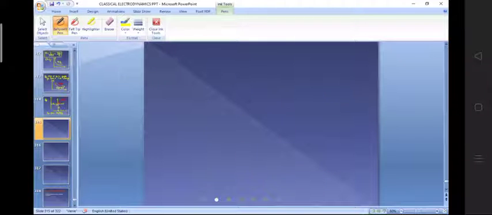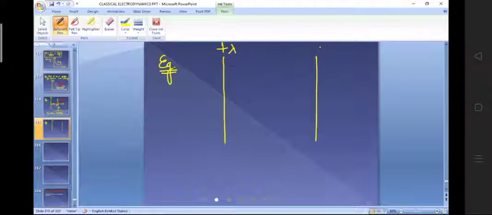Let's do one more example. One more example is like this. Suppose that here we have two linear charge densities, plus lambda and plus lambda. At some point, at this very point, there's a charged particle placed whose charge is equal to Q and its mass is equal to M. And this charged particle is placed in a gravity-free space. It's a gravity-free space.